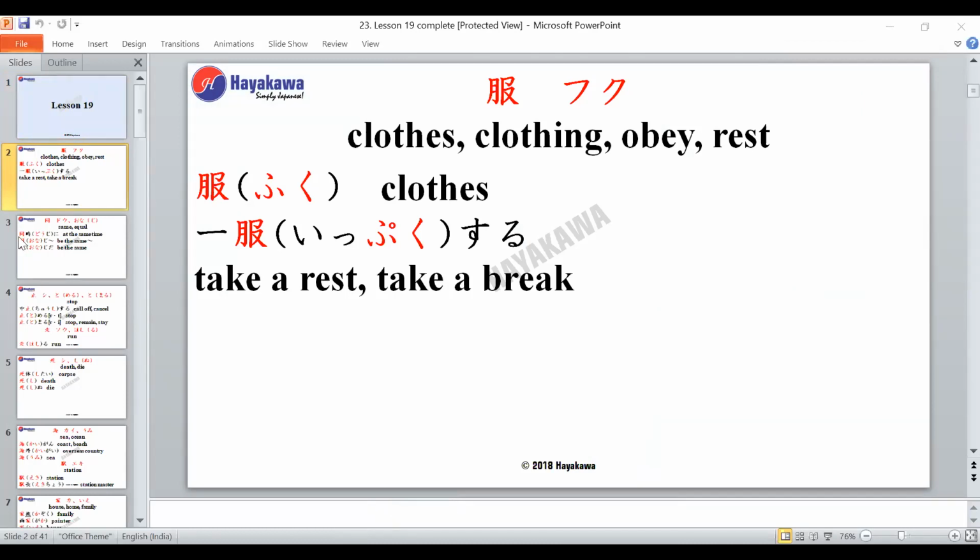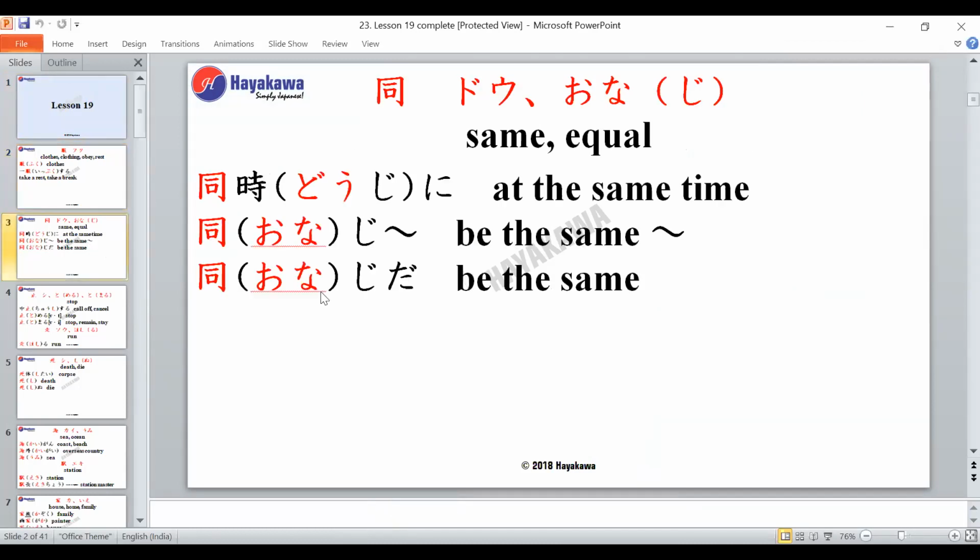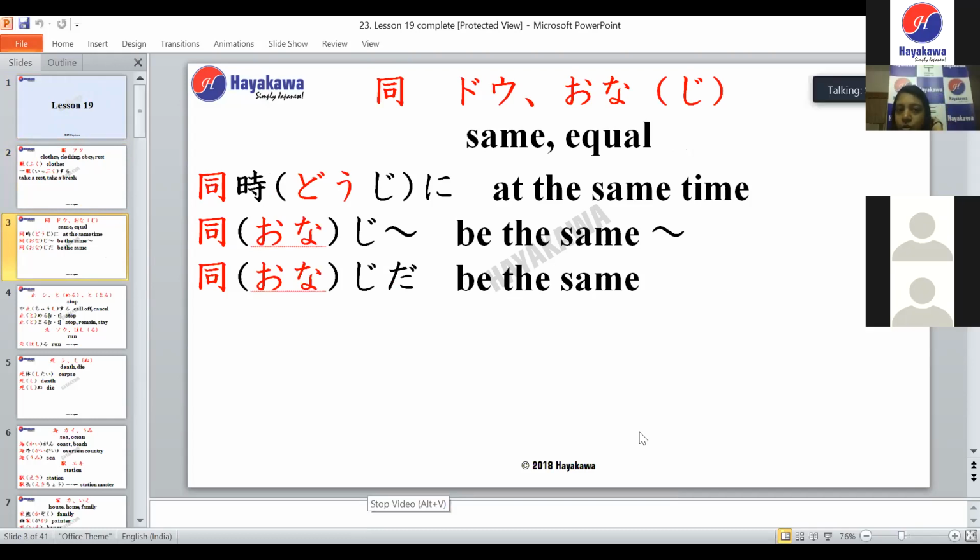So the next kanji that we have is the kanji for the word same or equal in Japanese. It has two readings, the first reading being do, onaji. Onaji we know is the word for be the same. So the word for same in Japanese is onaji. You can say onaji da or onaji. Any doubts regarding this kanji?